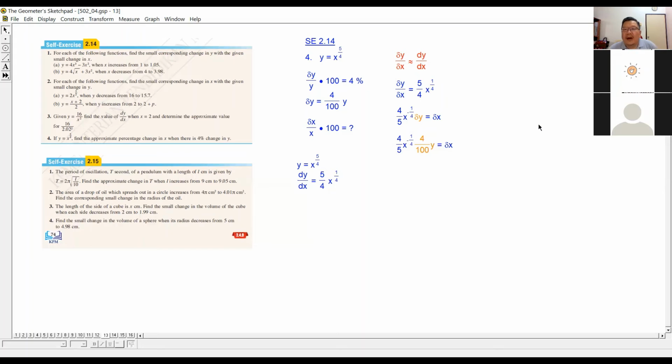Okay, now here we have a mixture of x and y, two variables. So I try to replace the y here with x. Y is x to the power of 5 over 4. So I'm going to replace the y here with x to the power of 5 over 4 so that they can simplify further. Is this okay or not?